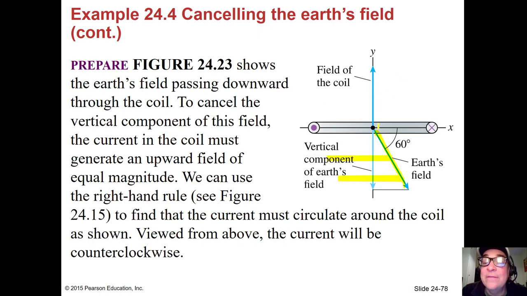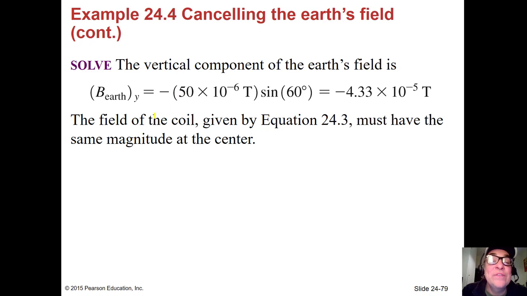So again, if this is 60, this one here. So the sine of 60 would be this side over this side. So the sine of 60 is the vertical component over the total amount. Do a little bit of algebra, and that's where this is actually coming from. Okay, so 4.33 to the minus fifth, the minus sign just tells you that it's down.